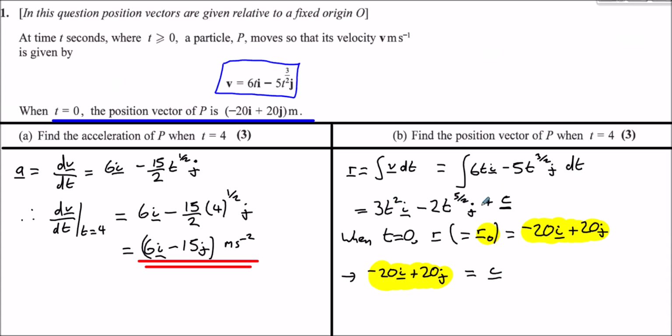So in piecing this together, now we know what c is, we can simplify and say what r is in terms of this and now c. So therefore, r is going to be 3t squared, this component of i, but I got minus 20 here. So if I piece this together, that gives me 3t squared minus 20 lots of i.